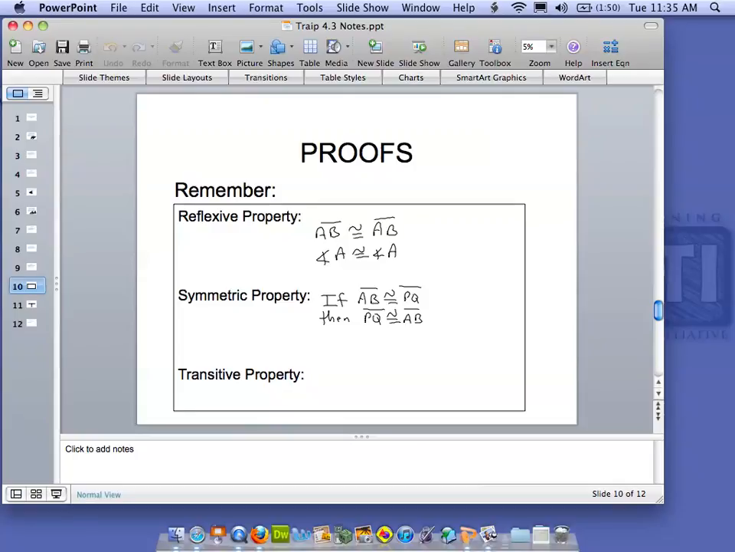And then for the transitive property, maybe if I use angles this time, if angle A is congruent to angle B, and angle B is congruent to angle C, then my conclusion would be that angle A must be also congruent to angle C. And those are the properties that we learned in the previous chapter.